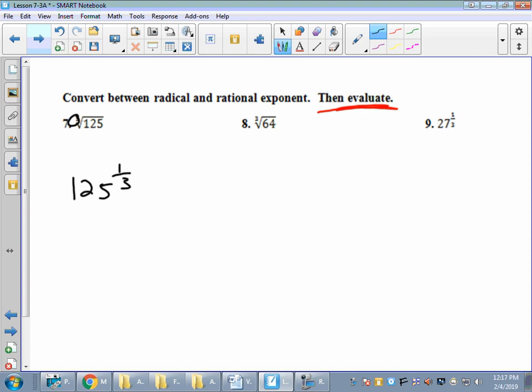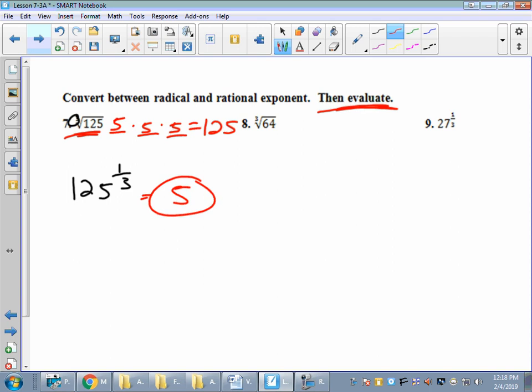Okay? And so what does that mean? What does the cube root of 125 mean? Basically what we're looking for is a number that when you multiply it by itself 3 times equals 125. You can use your calculator right here, and punch it in if you know how to do that. If not, you can just kind of guess and check and say 5 times 5 times 5 is 125. So our answer here would be 5. So this says evaluate. You have to evaluate it.